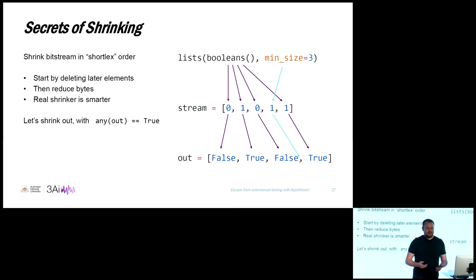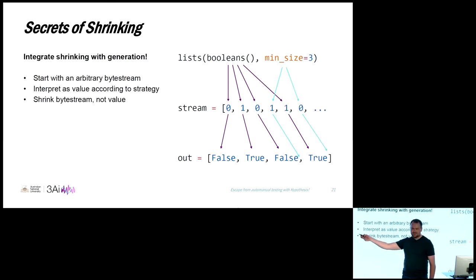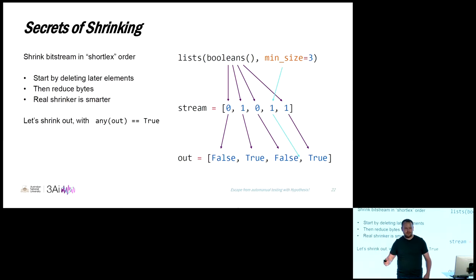Let's see what the minimal example Hypothesis finds is with the constraint that some value has to be true. That is, the predicate is the any function. The first thing that Hypothesis does is just observes that, well, the stream's not infinite, right? Because the minimal value must have fewer bytes of entropy to draw from. So we can just chop it off, and if we ever try to generate something that needs more, we just throw it away as a bad example.